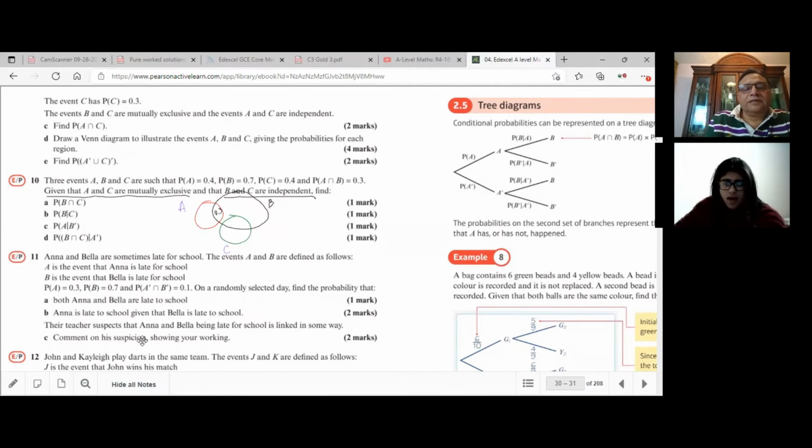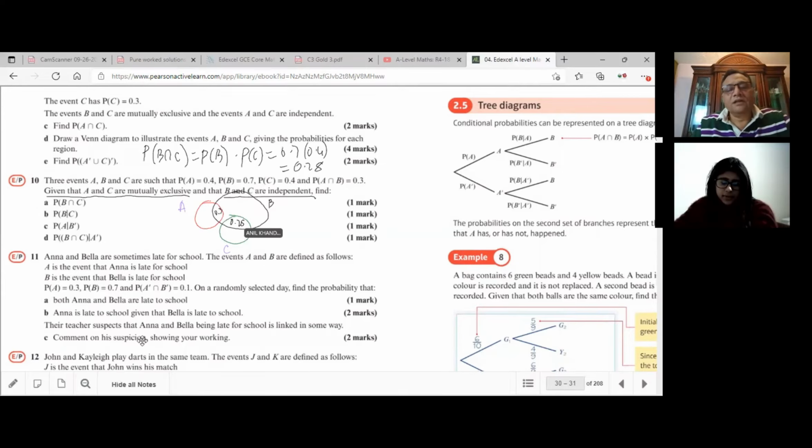So when I say B and C are independent, that means the probability of B intersection C, let me write down, equals the probability of B times the probability of C. Perfect. So that's 0.7 times 0.4, which is 0.28. Is that clear to you?